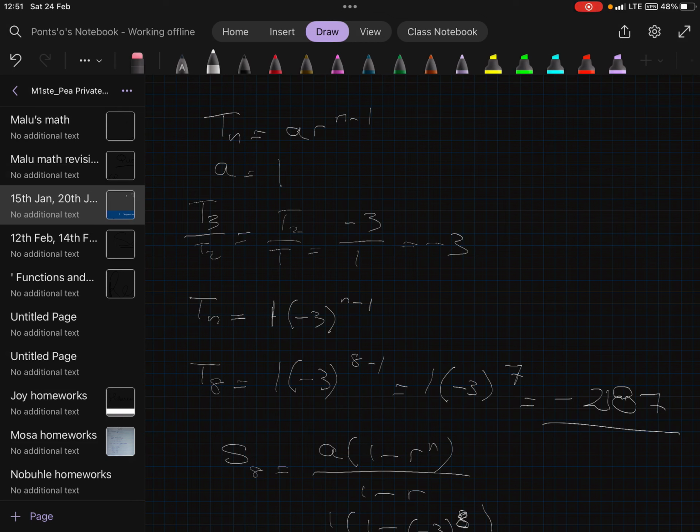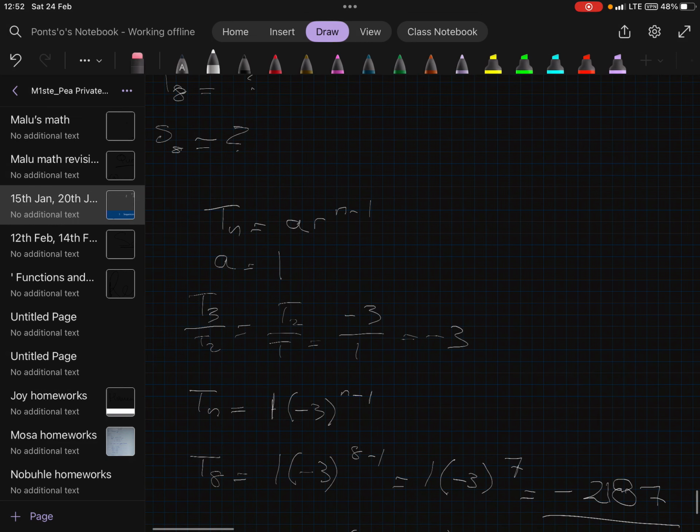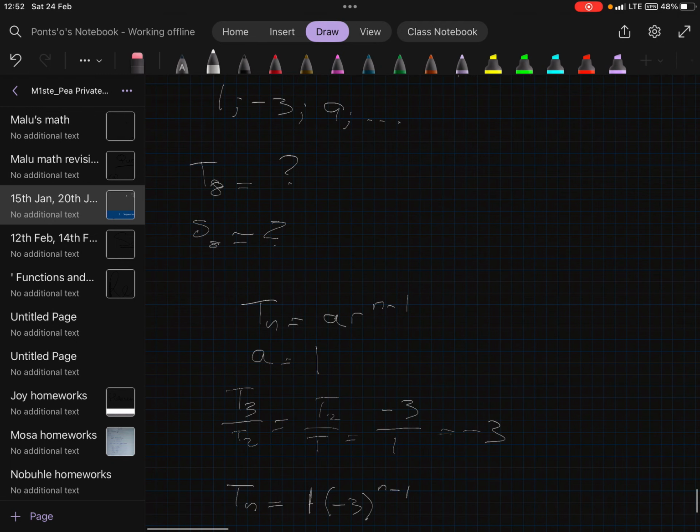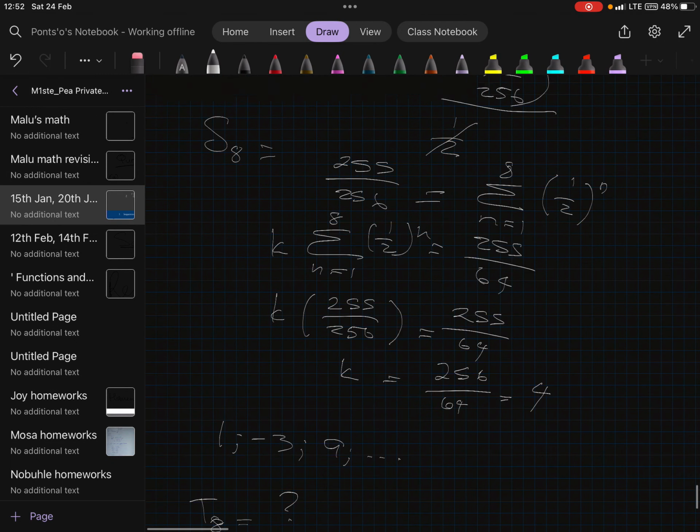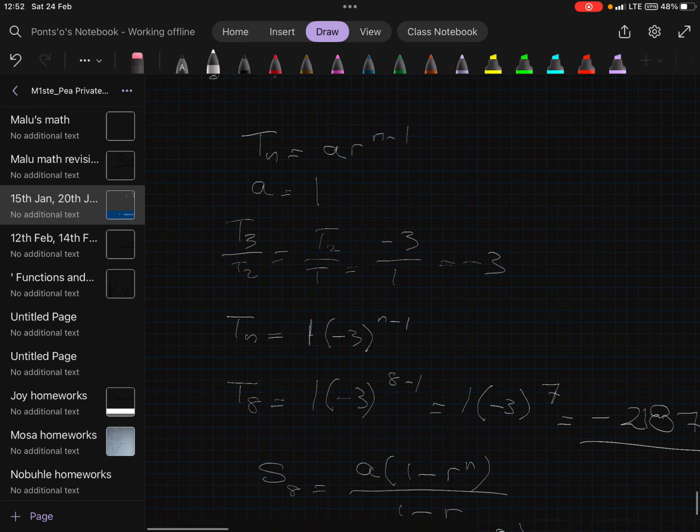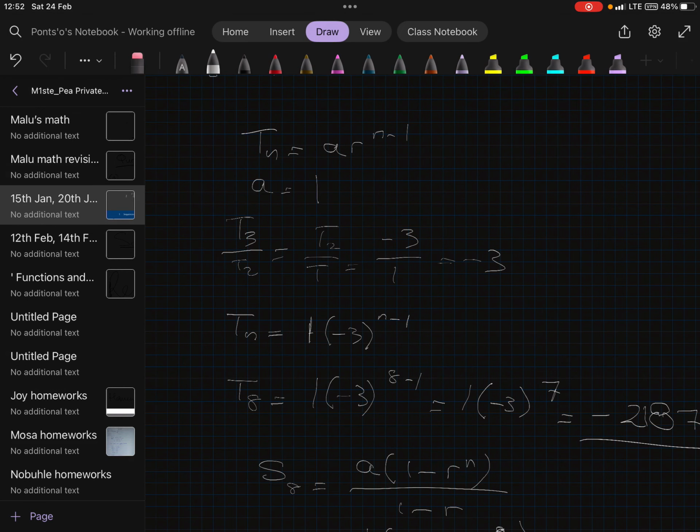Okay, so I wanted us to do problem number 2. We were given the first 3 terms of a geometric sequence, and we must find the 8th term of the sequence as well as the sum of the first 8 terms. For the first part, to determine the 8th term, we'll have to find T8, but we first must find the constant ratio, because we already have the first term, which is 1. So our constant ratio is going to be how much if we take T3 divided by T2?